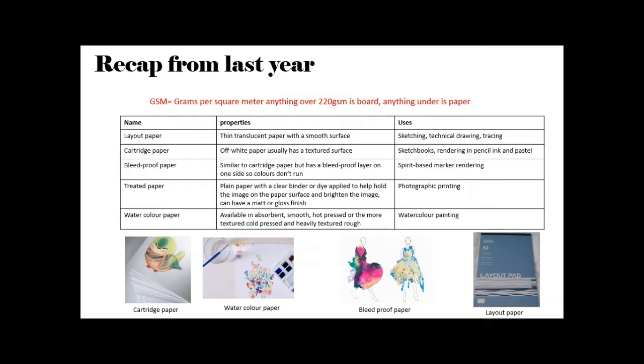So you've got treated paper. So this is plain paper that has a clear binder or dye applied to it. So this will hold an image on it really well, and it will brighten the image up. So you can make it have matte or gloss. So gloss being it's shiny, matte being there's no shine to it whatsoever. But it's perfect for when you want to hold on any images on there, and it holds it perfectly. It doesn't smudge, it won't distort, it won't fade in light and things like that.